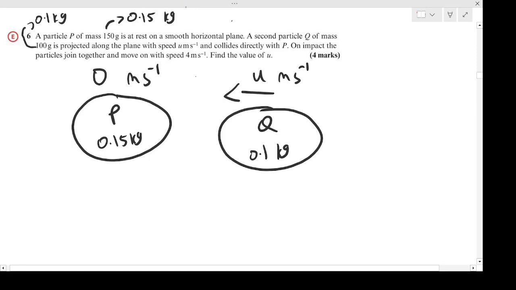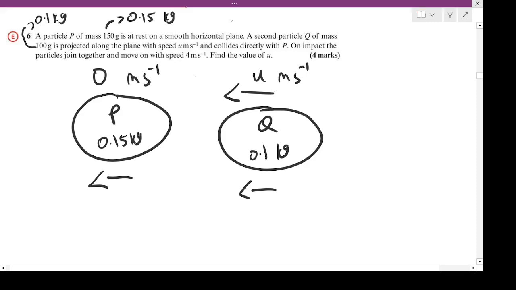So if they join together and they move with speed 4, they're both going to move together as one. So they move with the same speed, and they're both going to move to the left, because Q is pushing into P to the left. And so they're going to have to move to the left afterwards. Anyway, so that's 4. Okay, 4 and 4. So hopefully happy with that.